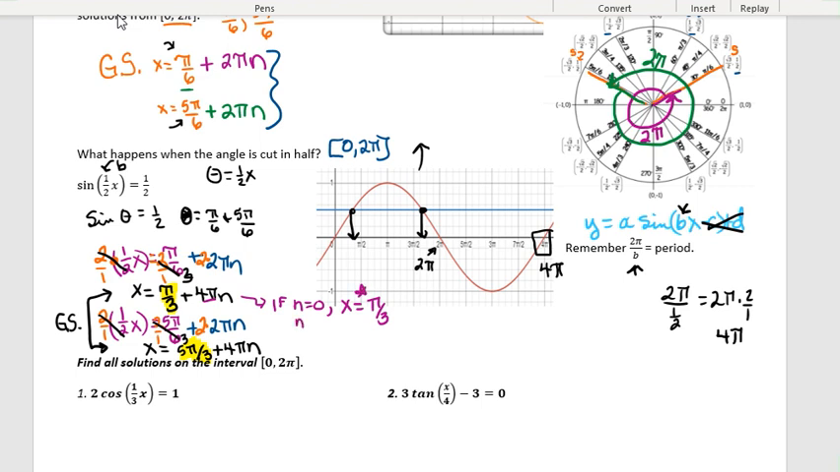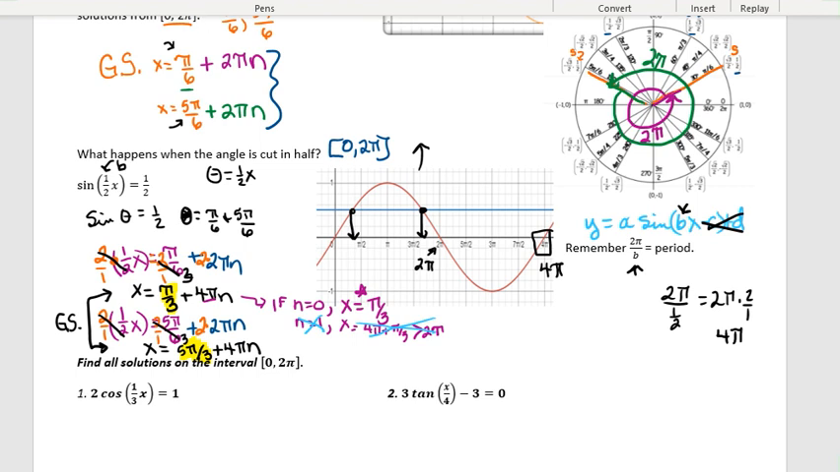So what if we let n equal 1? What would x be? It's 4 pi plus pi over 3, which is greater than 2 pi, right? Because we're at 4 pi, so we can't count this answer. This is no. Get rid of them, okay?